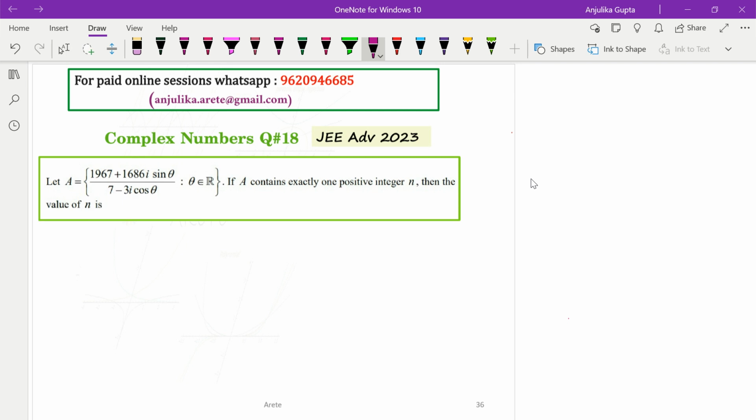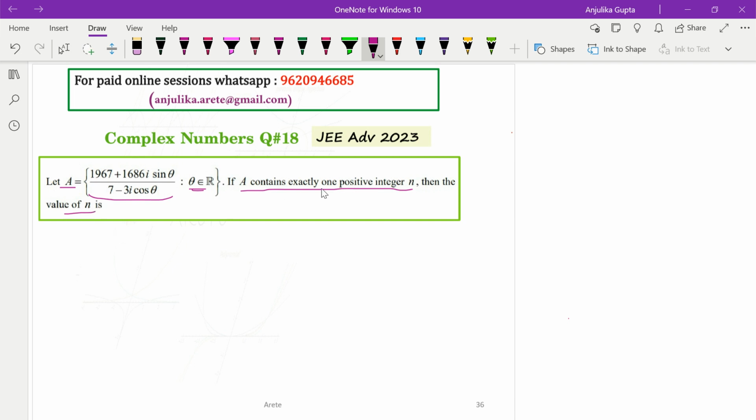The question is very simple. A is a set of all complex numbers which look like this, where theta is a real number. Now they are telling you A contains exactly one positive integer n, and you need to find what n is. So what do we do?